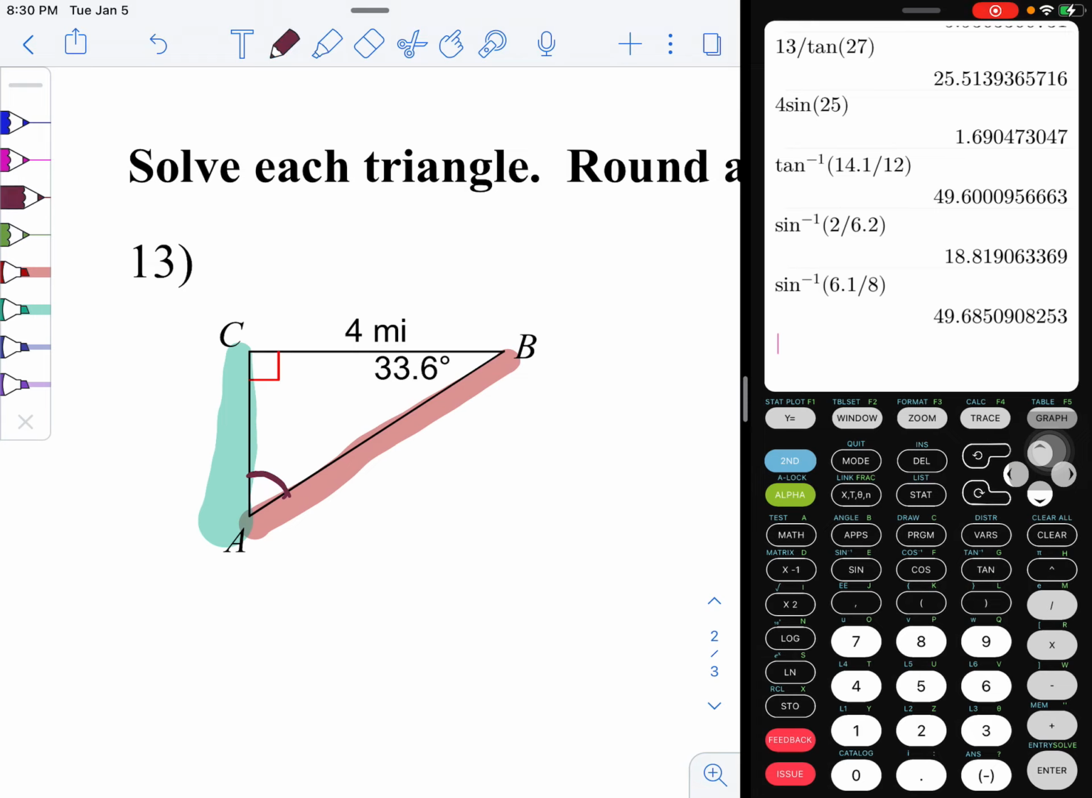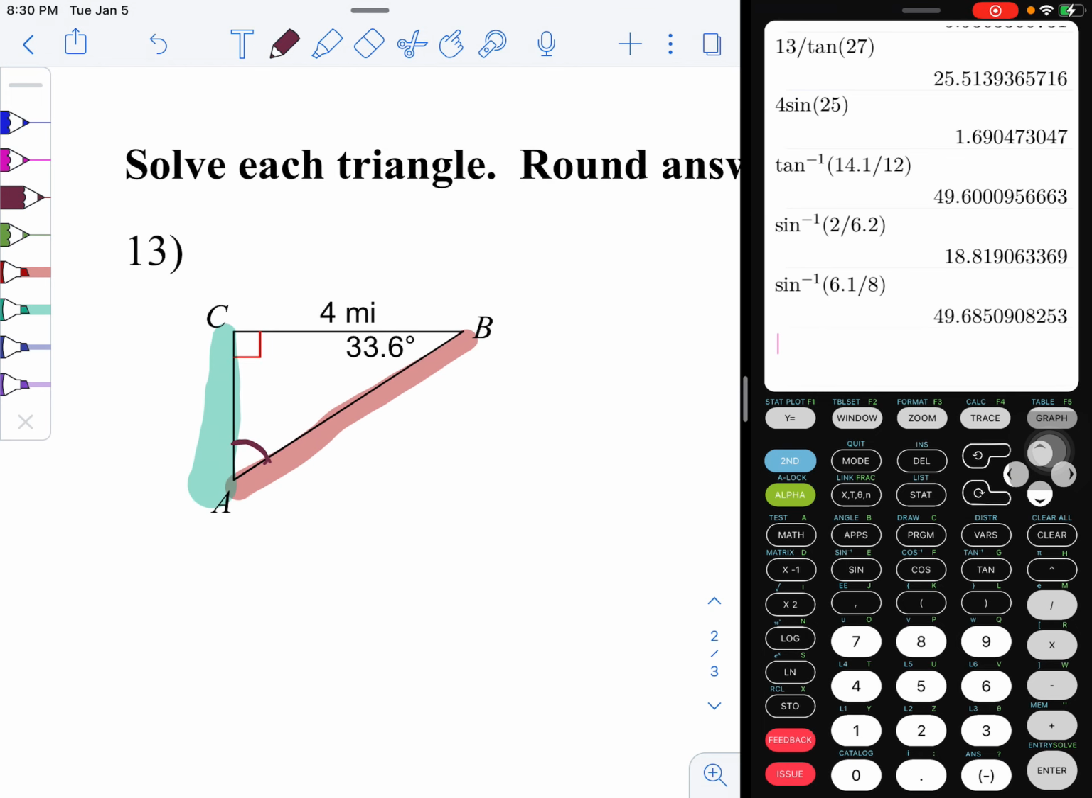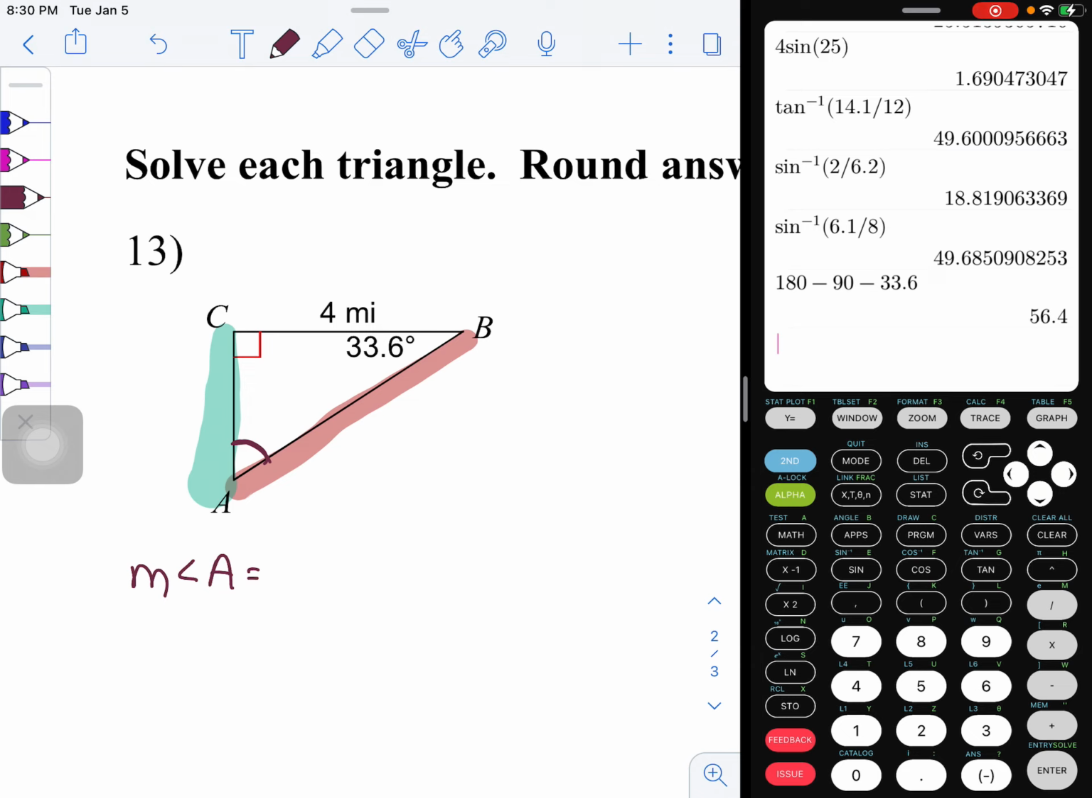Now, measure of angle A is probably one of the easiest ones. And so I'm going to do measure angle A is equal to, now, if we remember, the 3 angles of a triangle are supposed to add up to be 180 degrees. I know this angle is 33.6. I know the right angle is 90. So if I take 180 minus 90 minus 33.6, I now know the measure of angle A. So 56.4 degrees. So that's one of my answers.